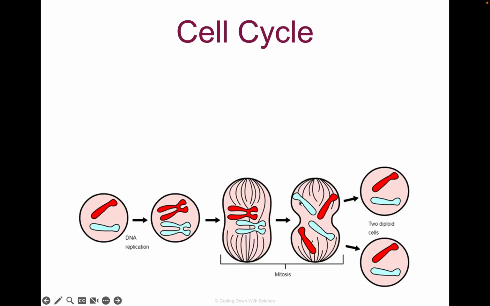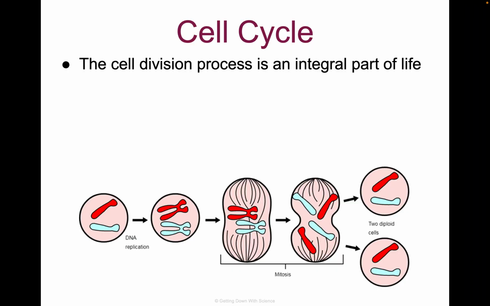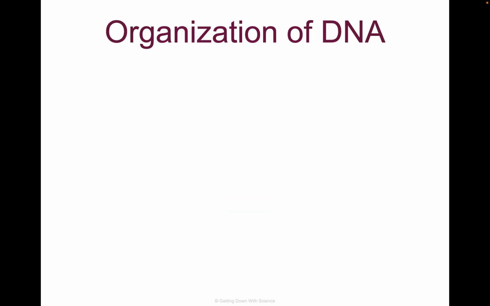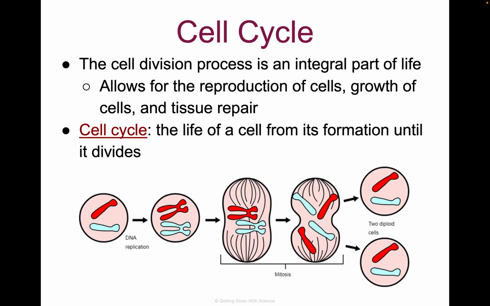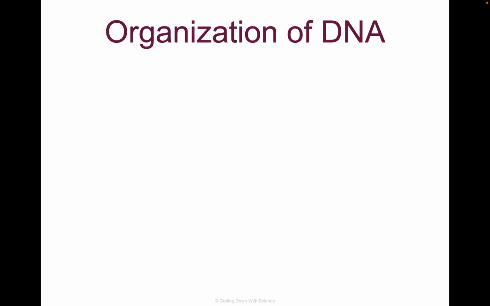So, cell cycle. This is a process in which one cell becomes two, right? So it's a cell division process. It's integral to life, right? Without this, we wouldn't be multicellular organisms. This allows for the reproduction of cells, the growth of cells and tissue repair. Without it, our cuts would never heal. The cell cycle is the life of a cell from its formation until it divides. That's sort of just the definition of it.